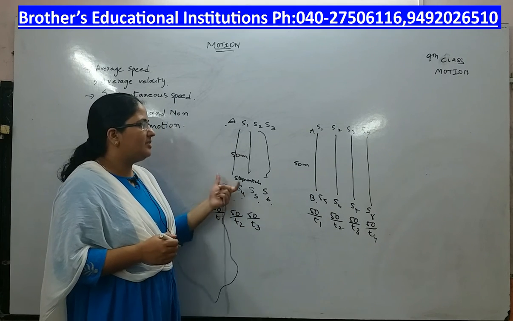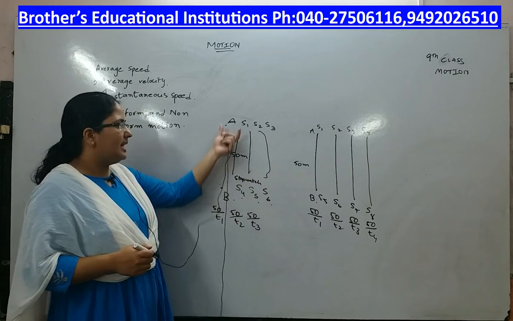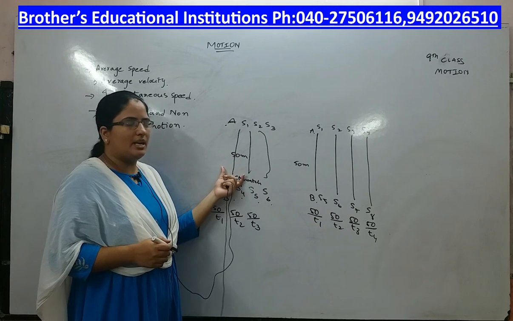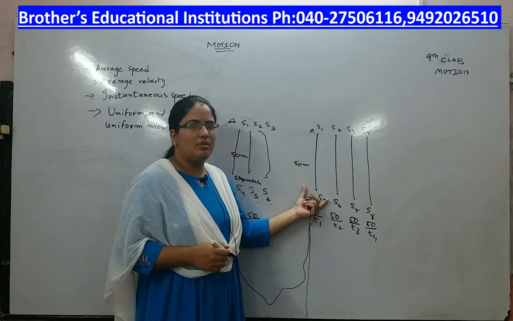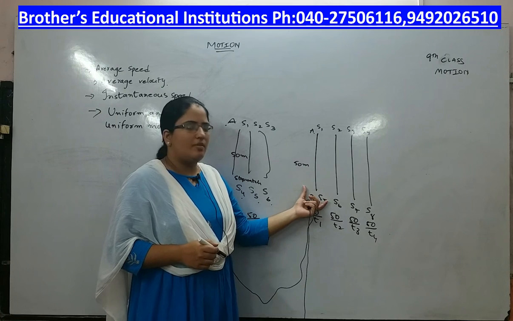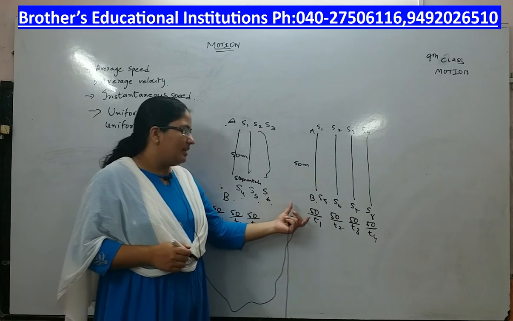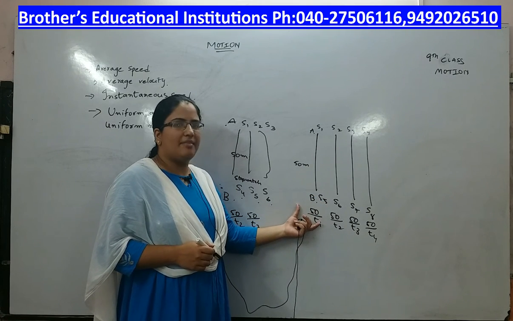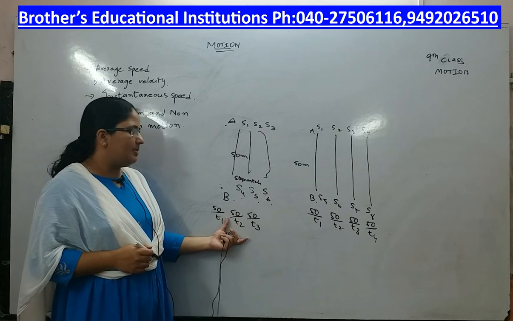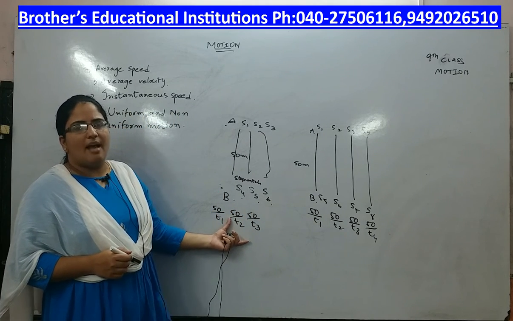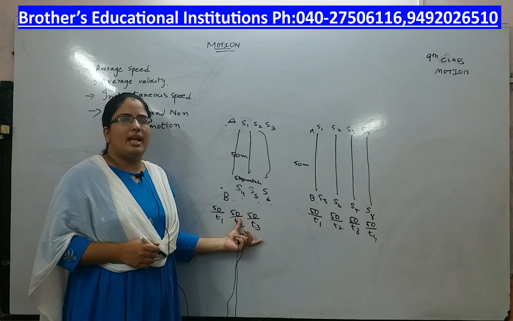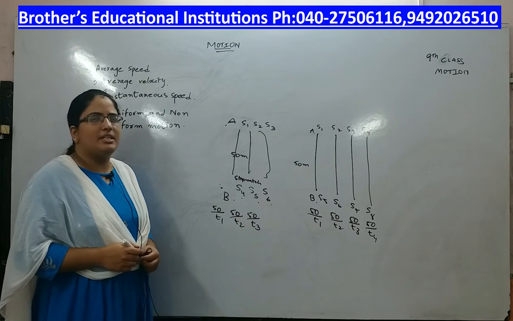Here the difference between these two activities is, in the first they can take any path, it need not be a straight line. Here they compulsorily have to move in a straight line. So when you are calculating the speed here, it gives you the average velocity. When you are calculating the speed here, it gives you the average speed. That is how we calculate average speed and average velocity.